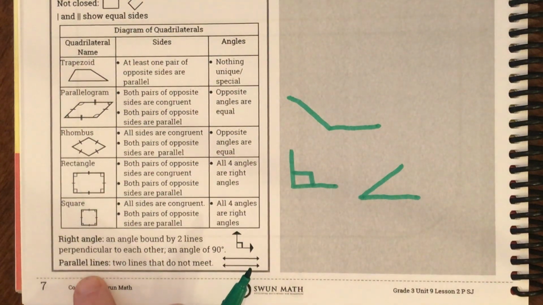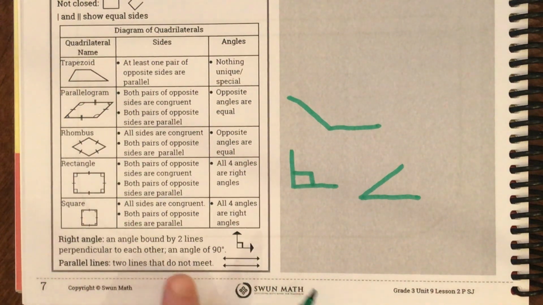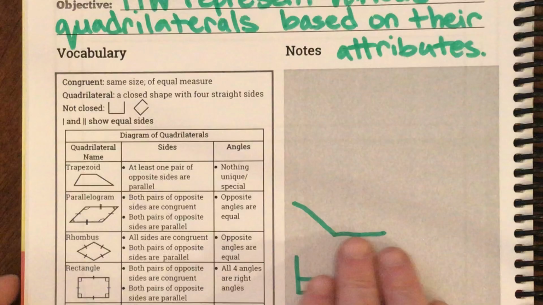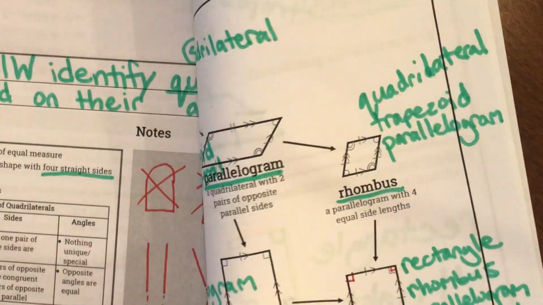And then parallel lines we talked about, but I didn't read this. Parallel lines are 2 lines that do not meet. And when they say do not meet, they mean never will meet. Remember we said even if they go on and on, they'll never bump into each other. Okay, so friends, today you can use this to help you, but you could also flip back to that other page that we took notes on if you want to use that page to help you as well.